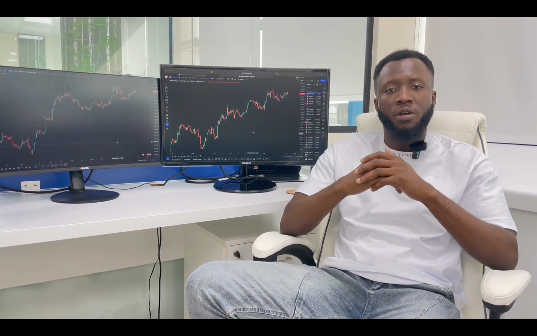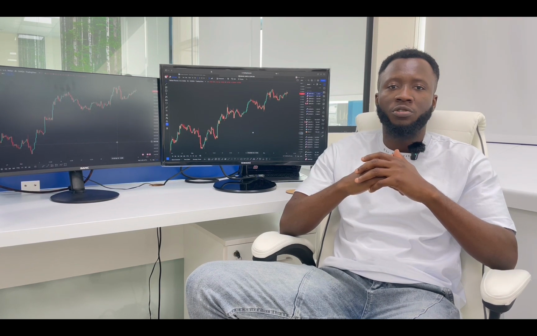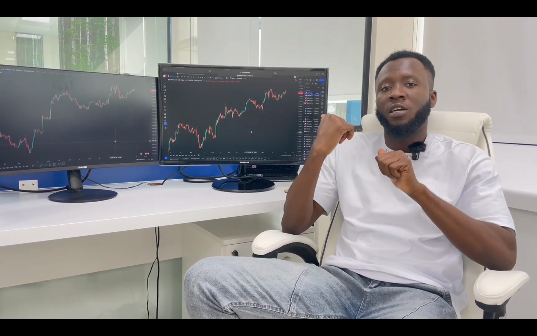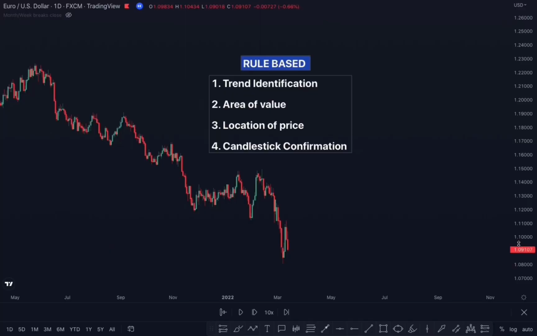Trading can be very hard if you don't have any systematic approach to the market. So I'm going to show you a very simple strategy that you can use to capitalize from the market. So let's jump right into it. This strategy is going to be a rule-based one, which means we're going to follow certain principles before we open a trade. So let's take a look at these rules.